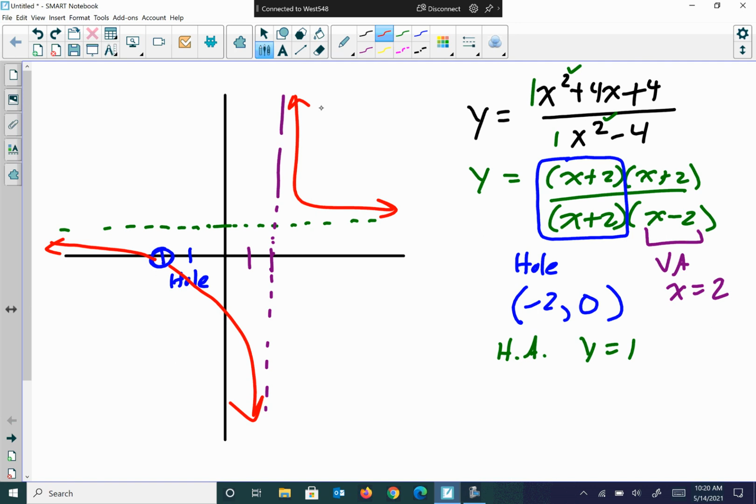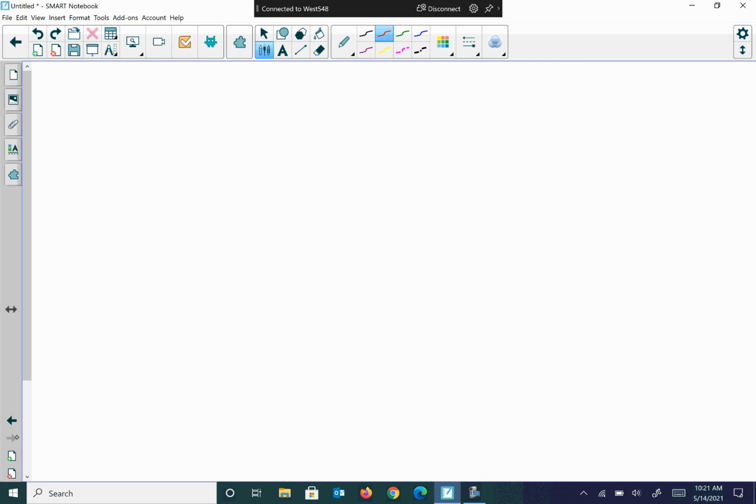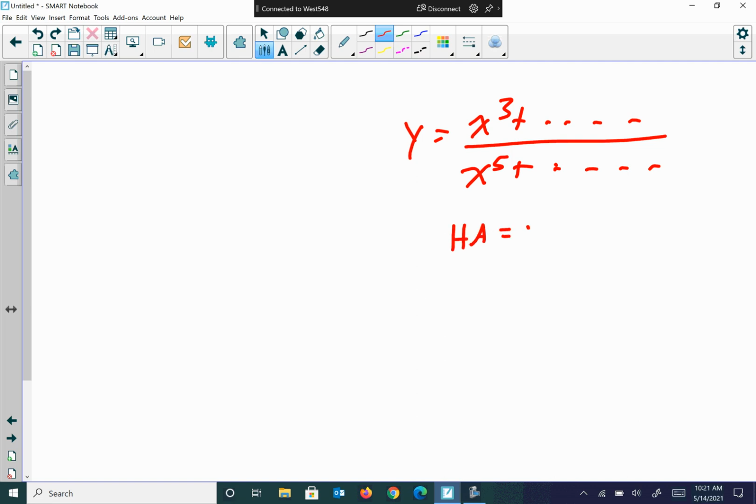The other problem I wanted to talk about was if we just had something like this, so if we had x to the third on top, x to the fifth on bottom, this is where our horizontal asymptote would be, y equals 0. Okay, and I'm not going to worry about graphing something like that.